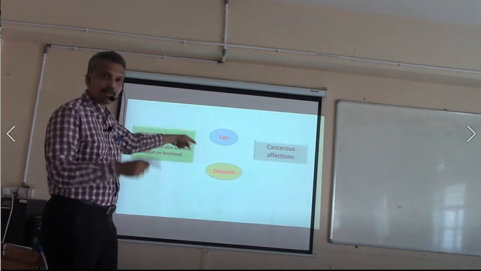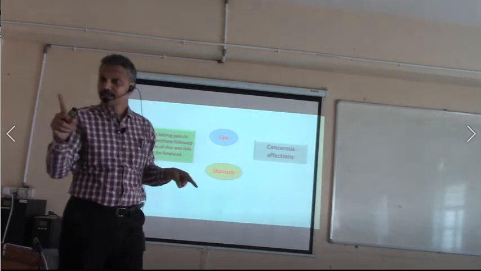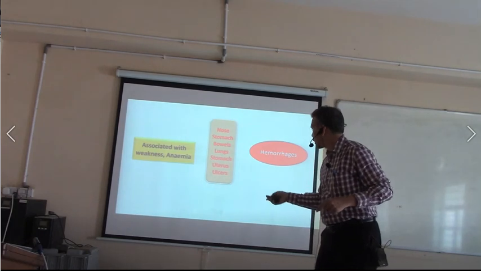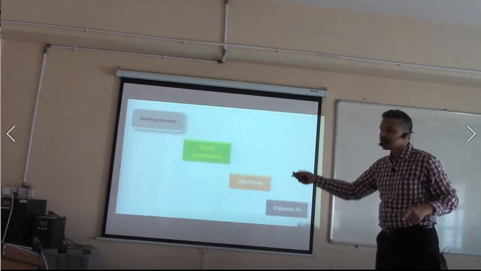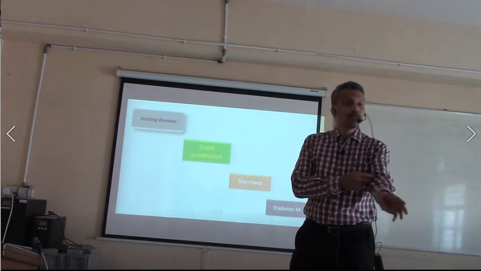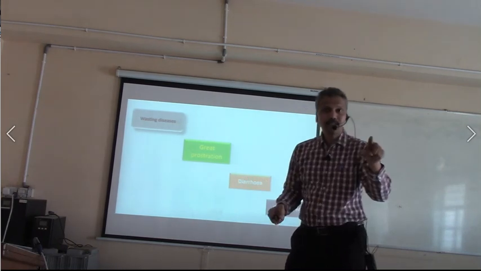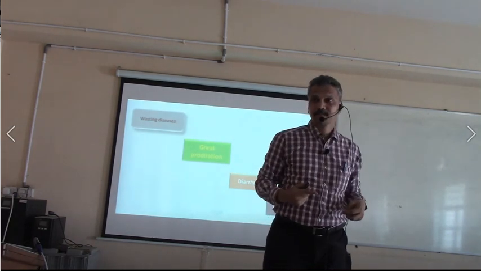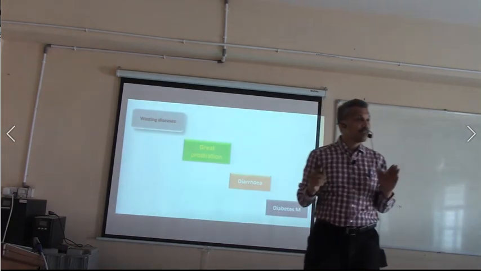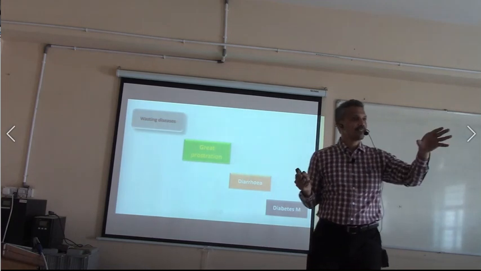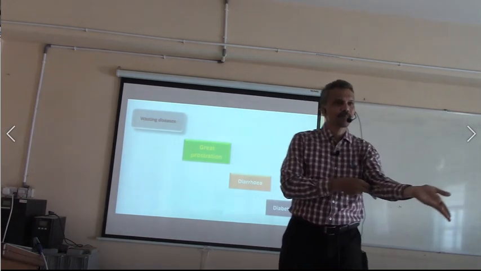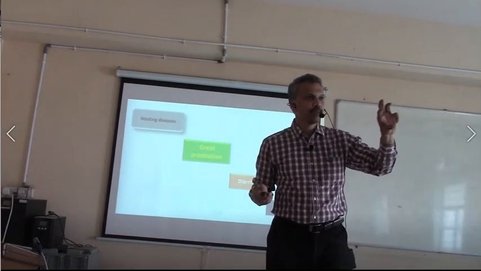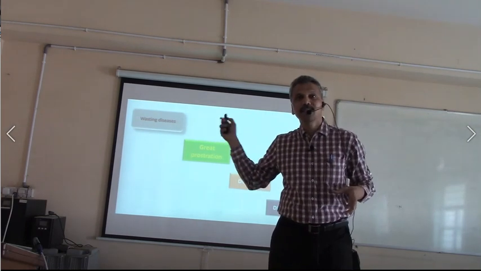So one is hemorrhage, and the second thing is cancerous affections. Now third, what is also very important here: acetic acid is a beautiful remedy for wasting diseases. What is it? It's a beautiful remedy for wasting diseases. Now the question is, what are wasting diseases? See, if you know basic English, this becomes very easy.